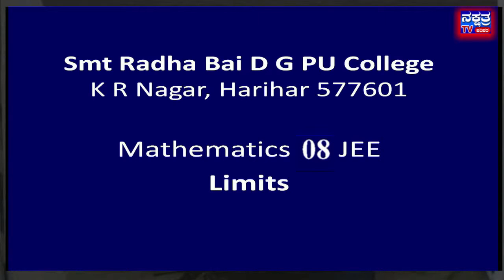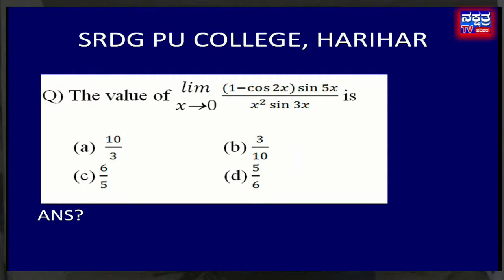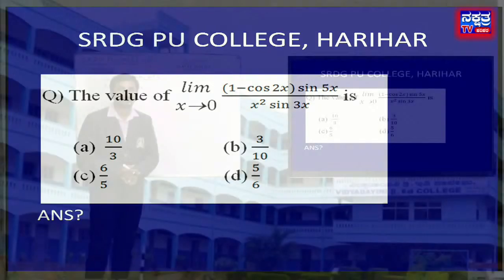What's the question? The value of limit x tends to 0, (1 minus cos 2x) into sin 5x by x square sin 3x is: option A 10 by 3, option B 3 by 10, option C 6 by 5, option D 5 by 6. Watch the board.